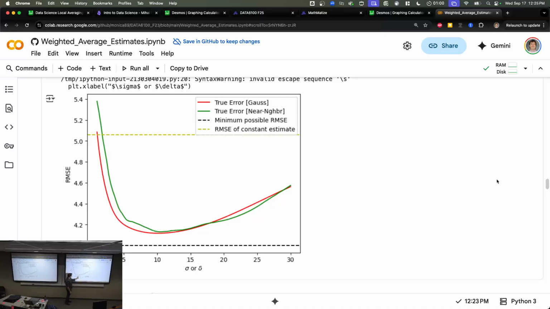The minimum happens right around somewhere between 10 and 15. So this is very nice. It matches all the things we've been saying. You want to balance these two things. One of them blows up at 0. One of them blows up at infinity. You want to balance them and find the right balancing point.